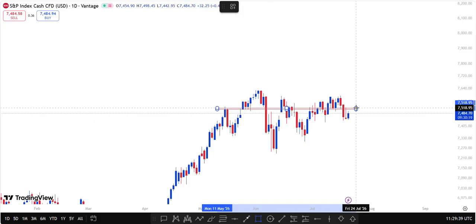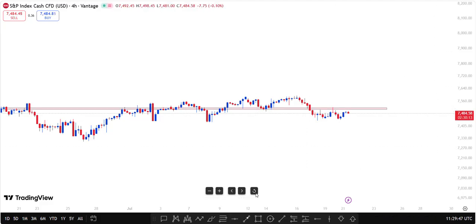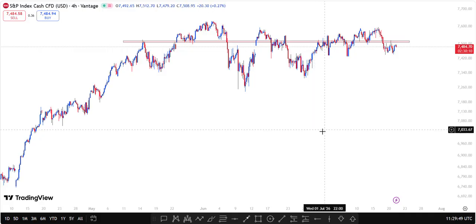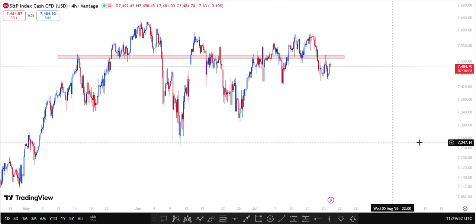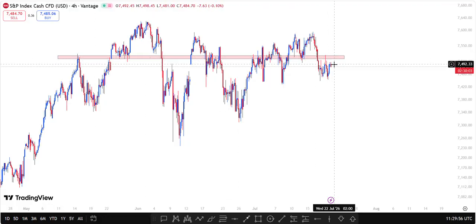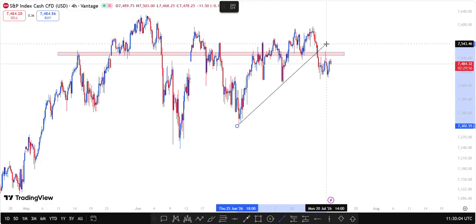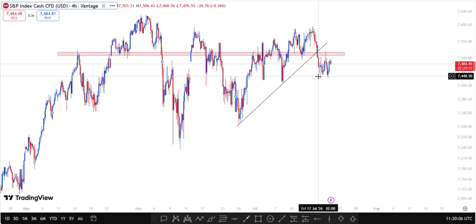This is our key area. As long as price is under this, I am looking for sells on the S&P 500, guys. I'm not gonna debate on that one. As long as price is below this area, I'm looking for sells. Now, as we can see, we previously saw that we broke out of the trend line. Now we have another trend line right here. We broke out of the trend line, right? Now price is retesting. This is the breakout and retest.